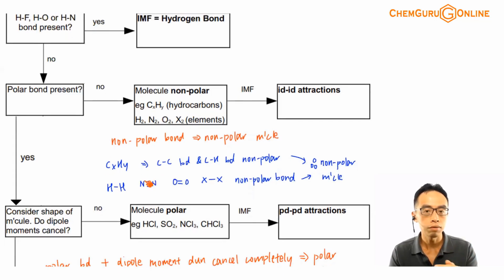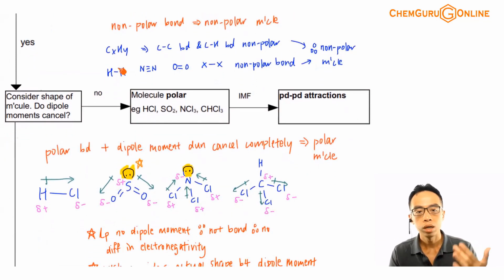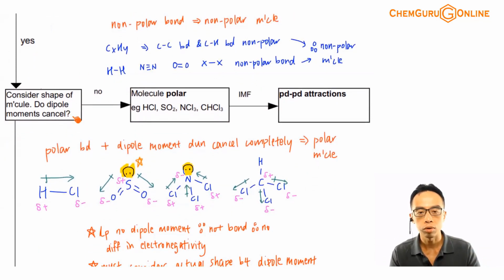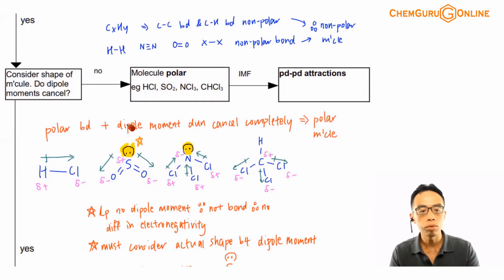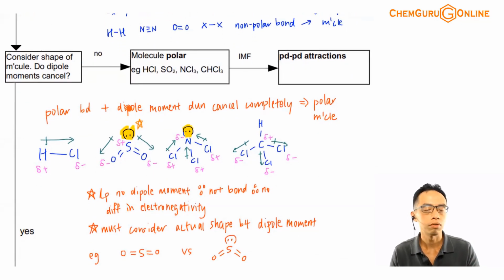The objective is to try to minimize or to delay drawing dot cross diagrams and to delay considering the shapes of molecules, because in itself, this is a bit tedious. So we try to avoid it as much as possible. So if there are no polar bonds present in the molecule, we don't need to bother about the shape of the molecule. That molecule will be non-polar. It will have ID-ID attraction.